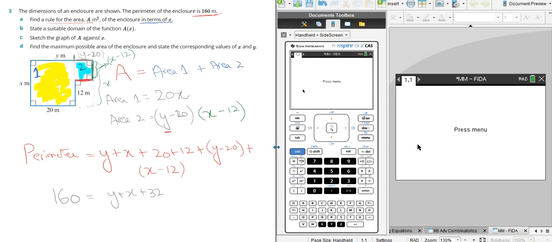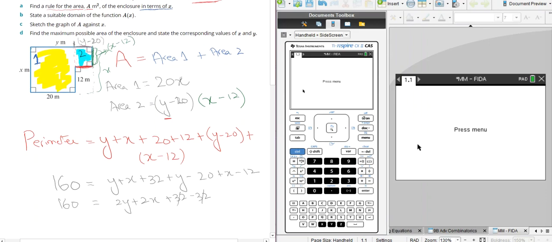Now I'll just expand the brackets. The expansion for this is simple because there is no number outside the bracket. It's basically plus 1. So if you multiply 1 with the brackets, it will just open up the brackets as you see them inside. So it's going to become plus y minus 20 plus x minus 12. If you simplify this further, you get 2y plus 2x plus 32 minus 32, and the whole thing equals 160. Now the 32s go away, they become 0.